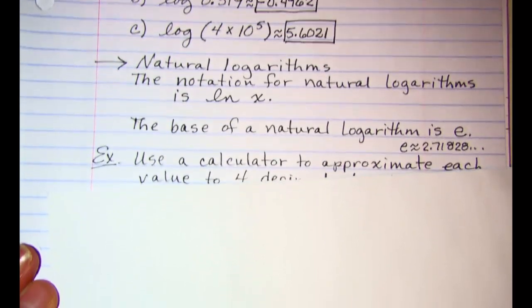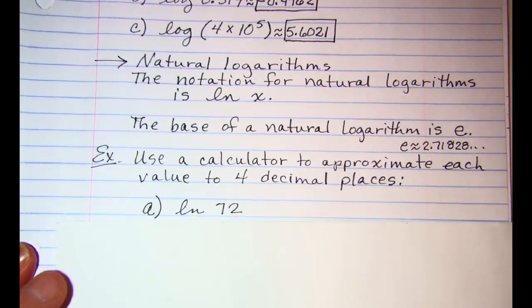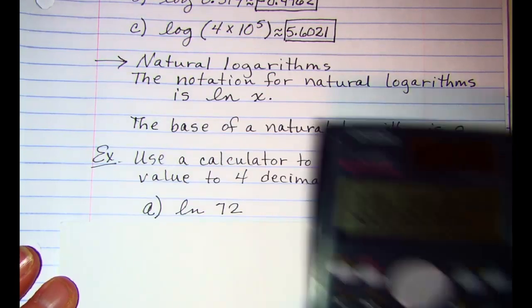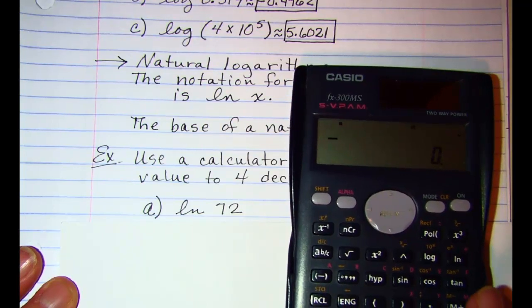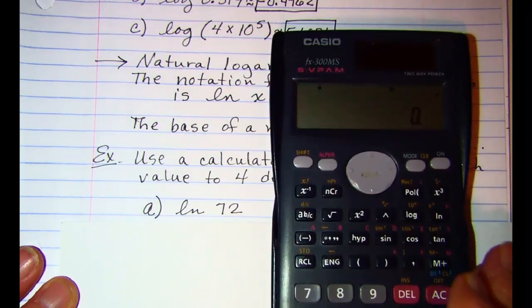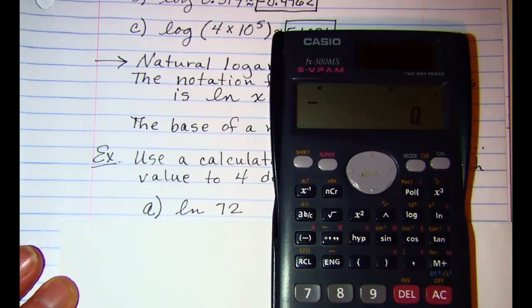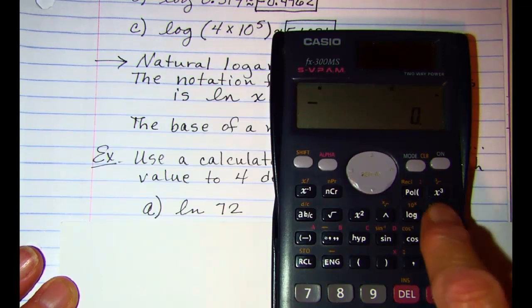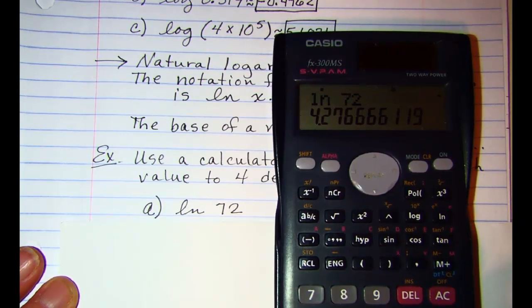Use a calculator to approximate each value to 4 decimal places. So let's do ln 72. On this calculator, my ln key is right here next to the log key. And so I'm going to press ln and then the argument 72. So 4.2767.